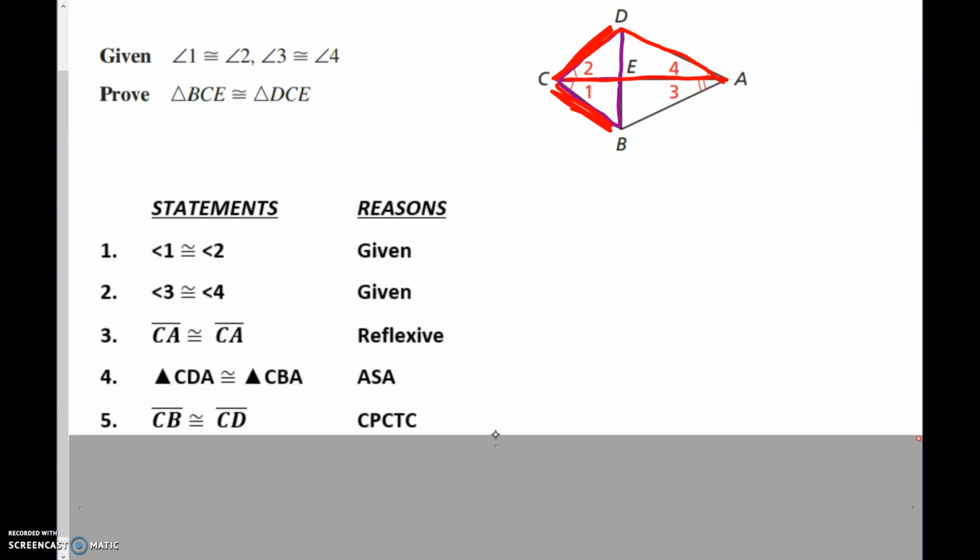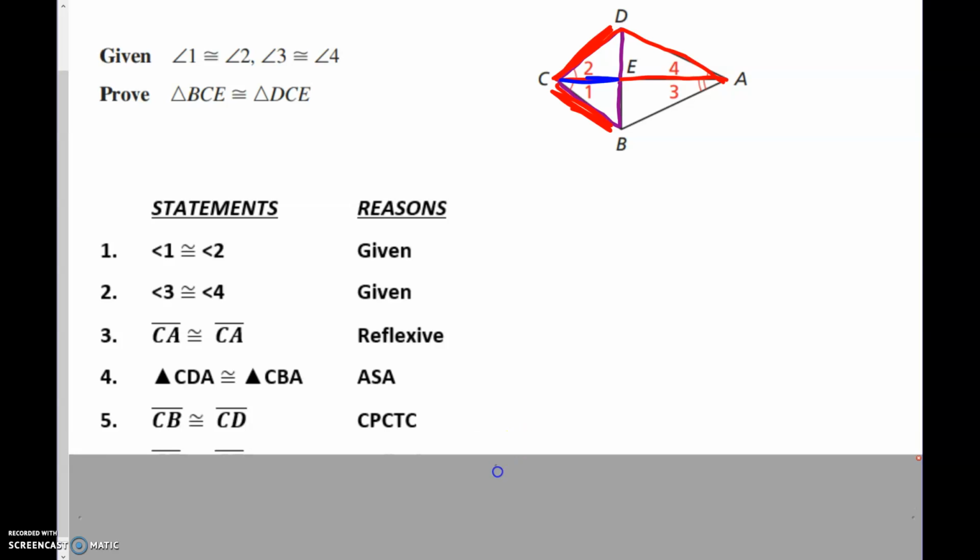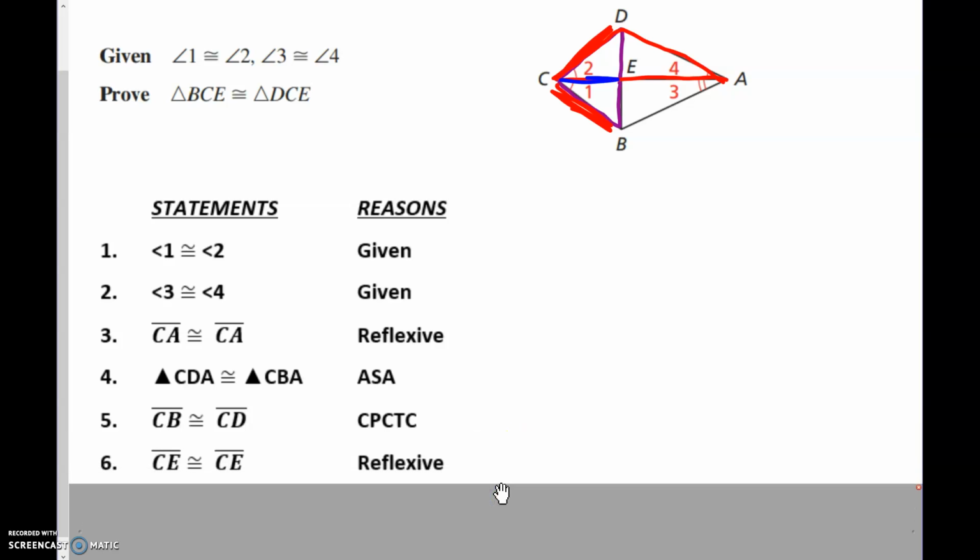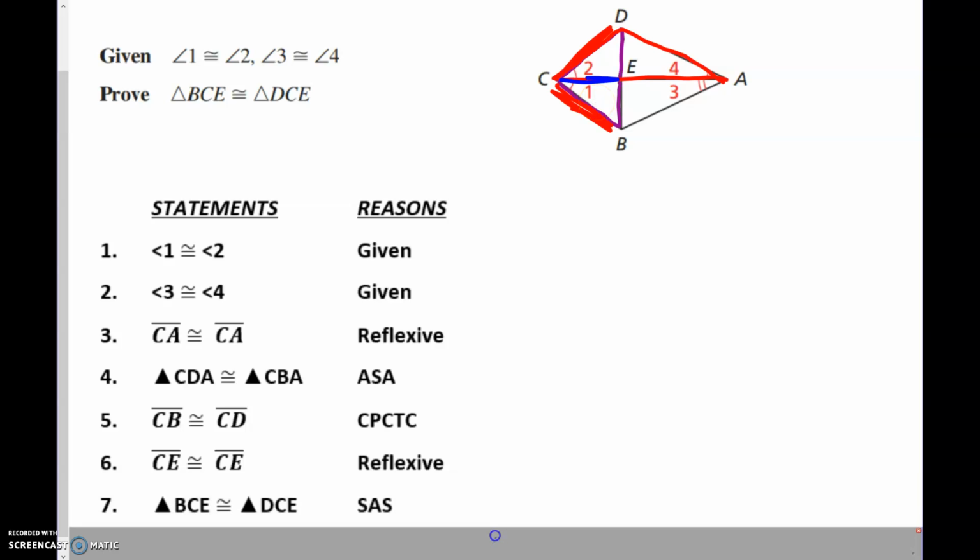Oh, and then look, can't we get this side right here congruent to itself by reflexive? Now, do we have the blue side, the single mark, and the red side? So do we have those two triangles congruent by side, angle, side? And that's what we were trying to prove, is that right there. Okay, so really, we're done with our proof. That's what we were trying to do.